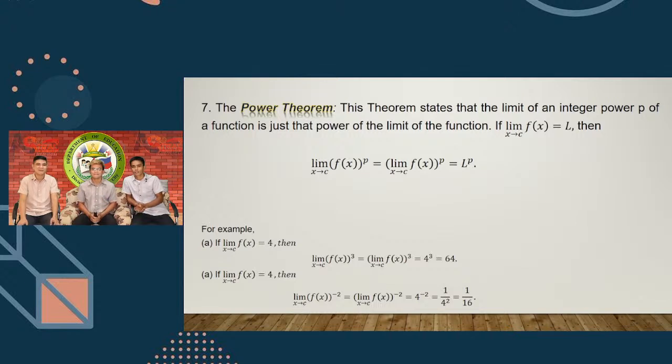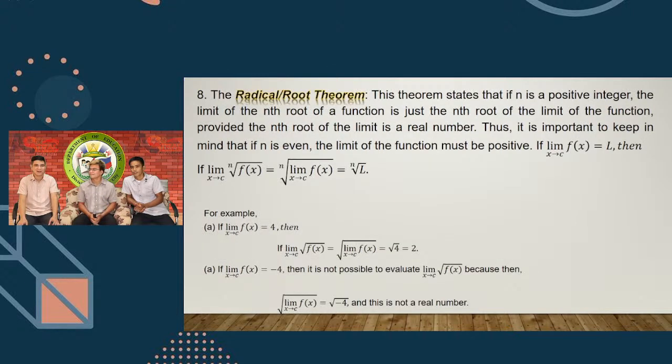Okay, and the last limit theorem is the radical or the root theorem. This theorem states that if n is a positive integer, the limit of the nth root of a function is just the nth root of the limit of the function, provided the nth root of the limit is a real number. Thus, it is important to keep in mind that if n is even, then the limit of the function must be positive.